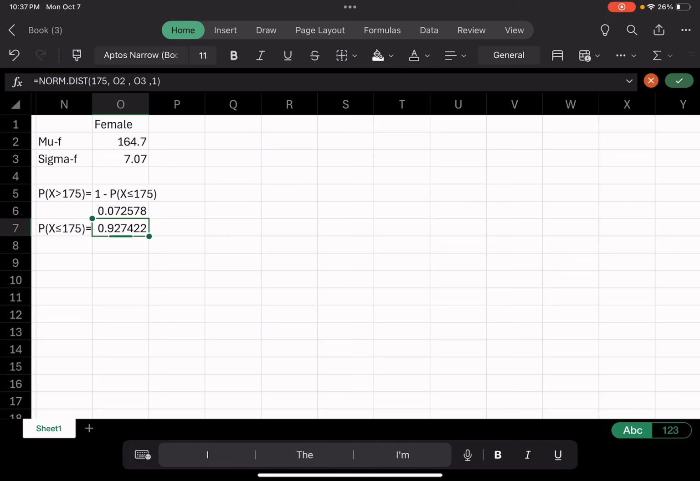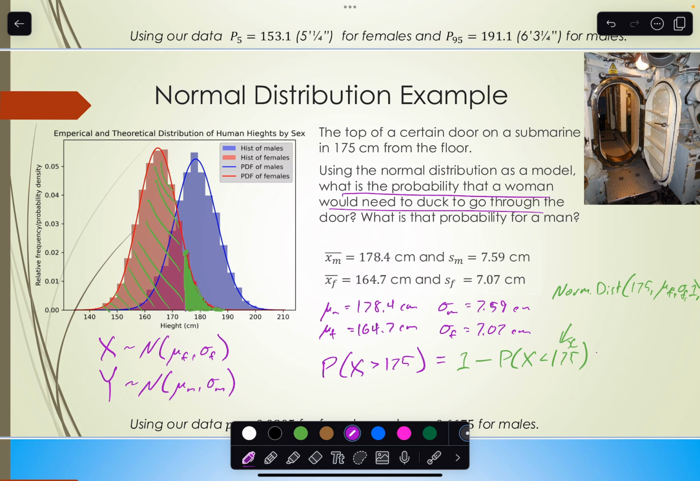0.0725, but let's round it to 0.073, rounded to 2 decimal places. So all of that equals 0.073, and that's the probability a woman will be taller than 175 centimeters and need to duck. It's not very likely. What's the probability a male will need to duck?